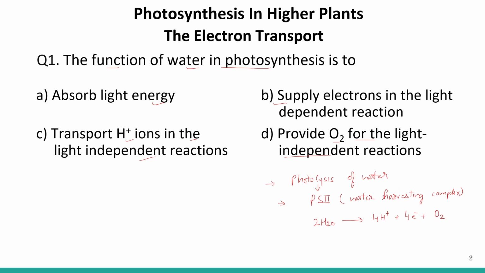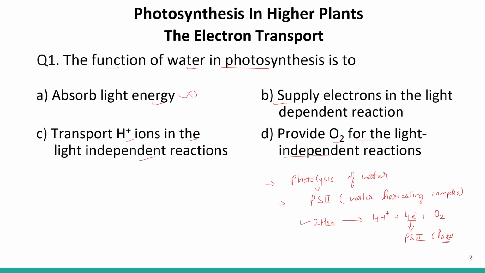Okay. So now these electrons are transferred to photosystem 2. Photosystem 2 gets excited by light of wavelength around 680 nanometer, or you can say below 680. This gets excited and there is a gap here which is filled by the electrons from the photolysis of water. Okay. So again, let's see the option: absorb light energy, not true.